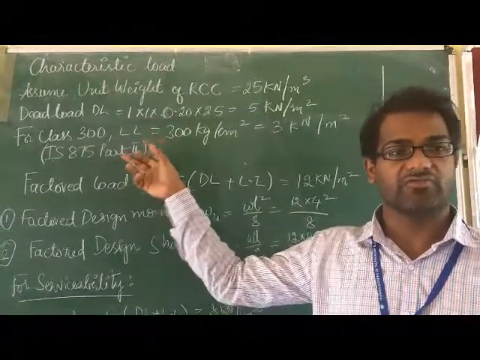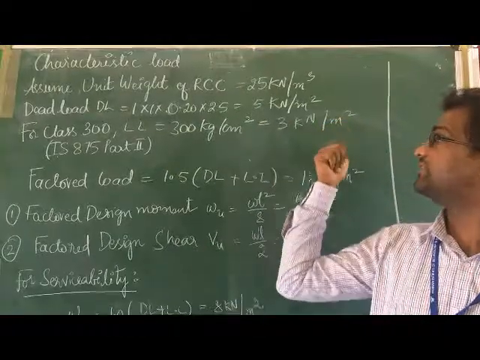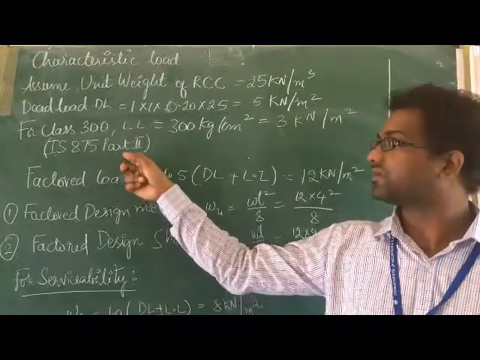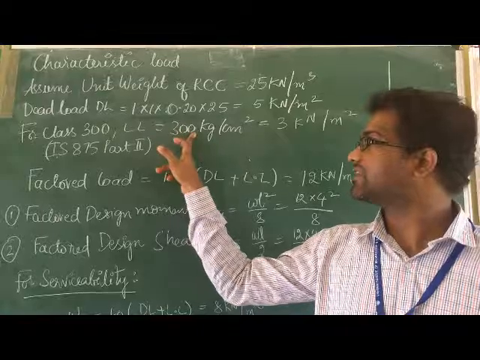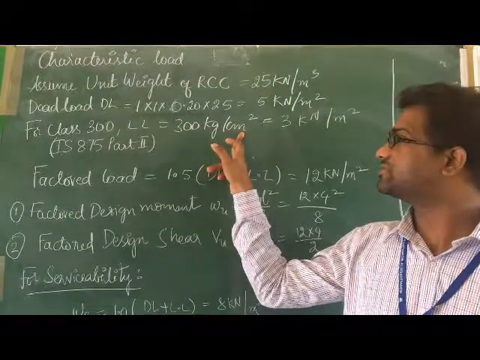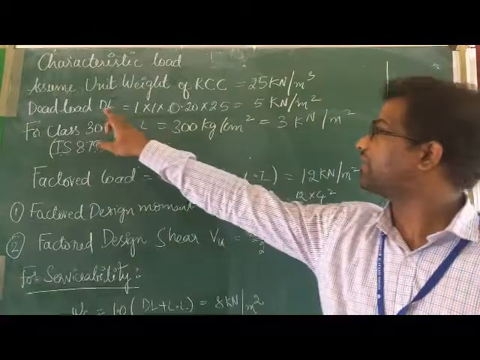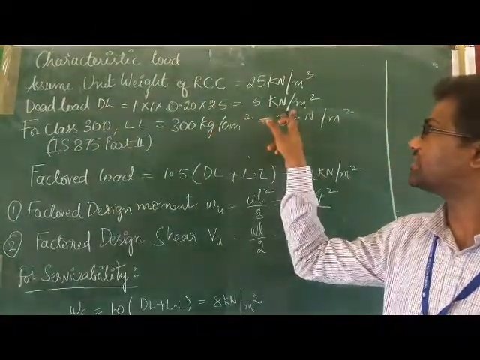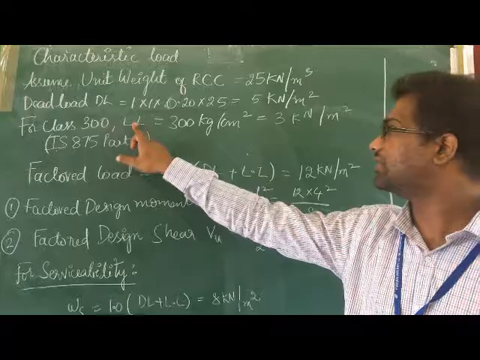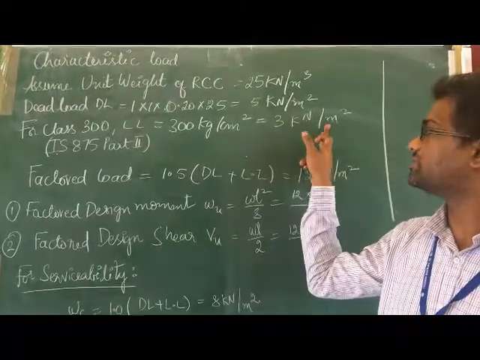For class 300, if you refer to IS 875 part 1, the live load is given as 300 kg per square meter, which means it is 3 kN per square meter. So you have a dead load of 5 kN per square meter. You have a live load of 3 kN per square meter.